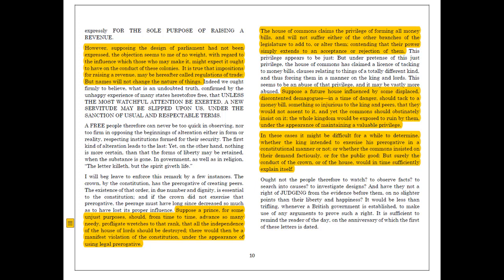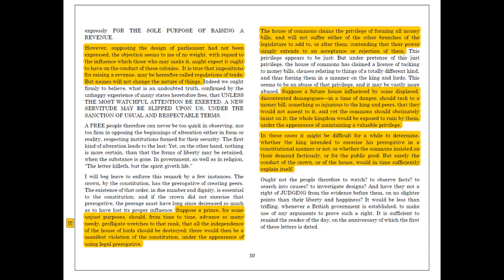He writes in the highlighted passage, suppose a prince, for some unjust purposes, should from time to time advance so many needy profligate wretches to that rank that all independence of the House of Lords should be destroyed. There would then be a manifest violation of the Constitution under the appearance of using legal prerogative. And he gives a comparable example for the House of Commons at the top of the right-hand column.